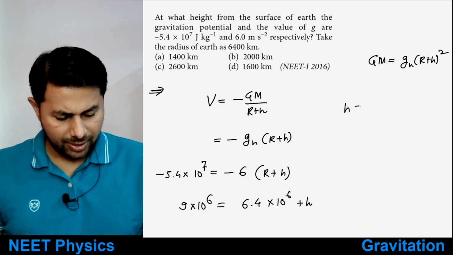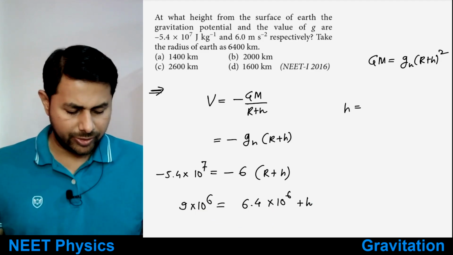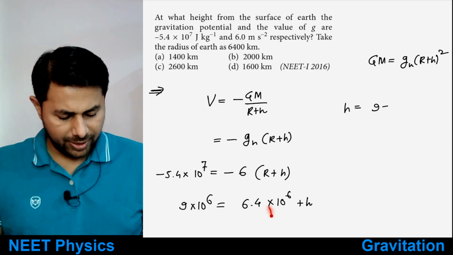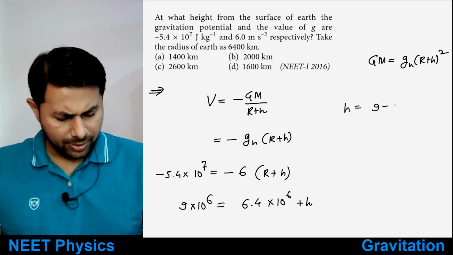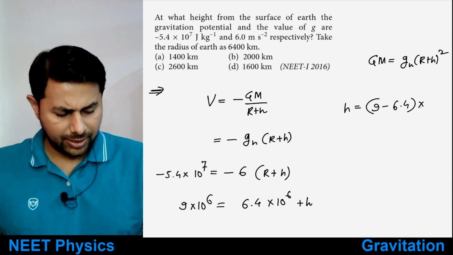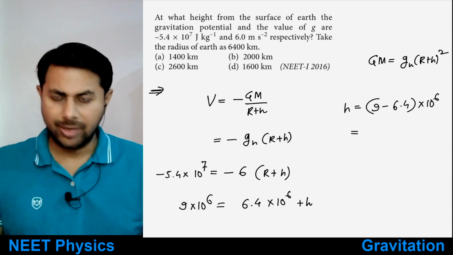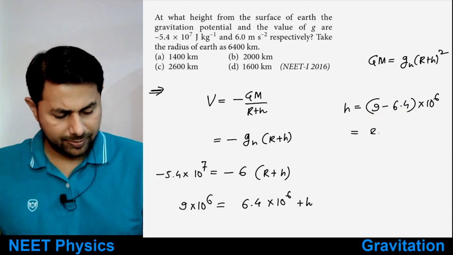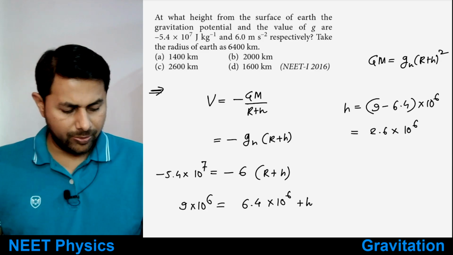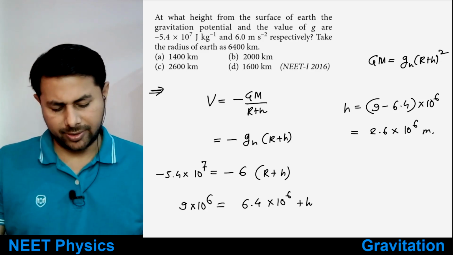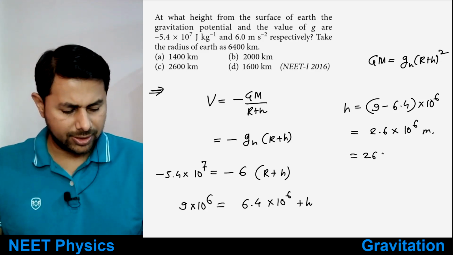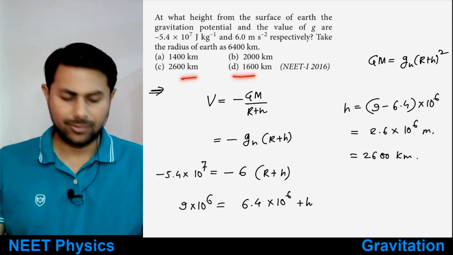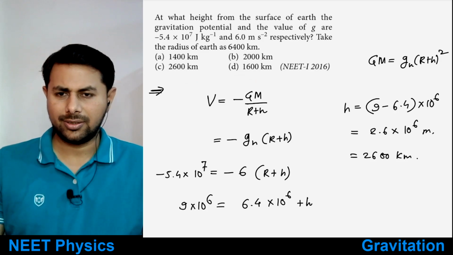And therefore, what is H? H is (9 minus 6.4) multiplied by 10 raised to 6, taking this to the other side, in meters. So 9 minus 6.4 is 2.6. 2.6 into 10 raised to 6 meters, or it is 2600 kilometers, right? Because the options are given in kilometers. Is this clear, everyone?